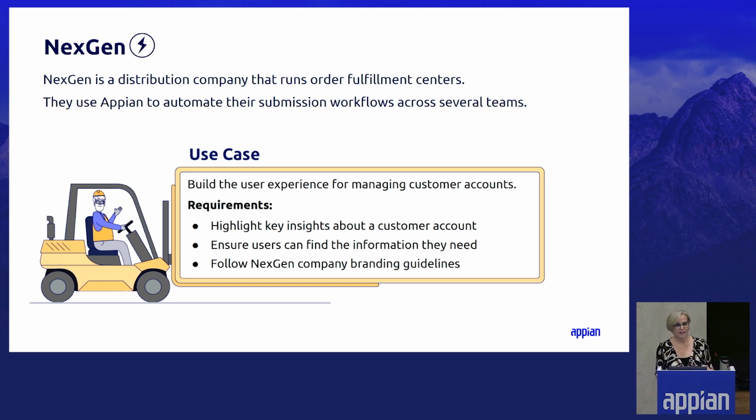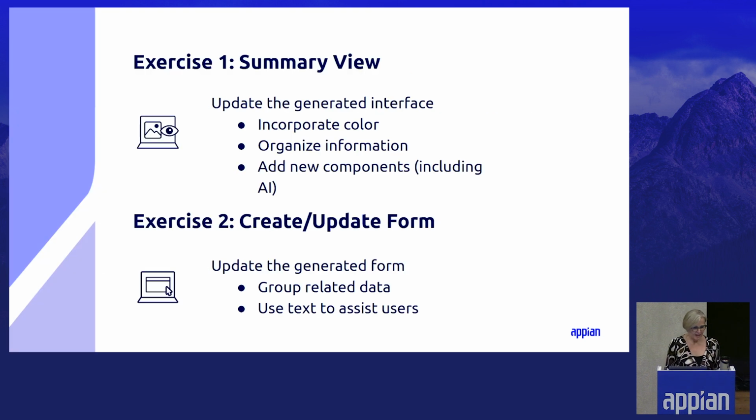They had a couple of requirements for us. Number one, they want to highlight key insights about a customer account. Number two, they want to ensure users can find the information that they need quickly. And number three, they want us to follow NextGen's company branding guidelines. Now, Appian is going to generate beautiful, modern-looking interfaces with just a couple of clicks. Then you can take those and customize them for the use case.